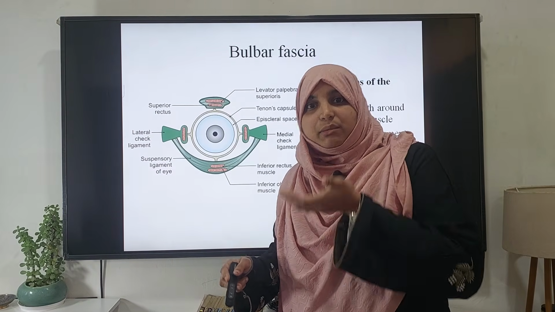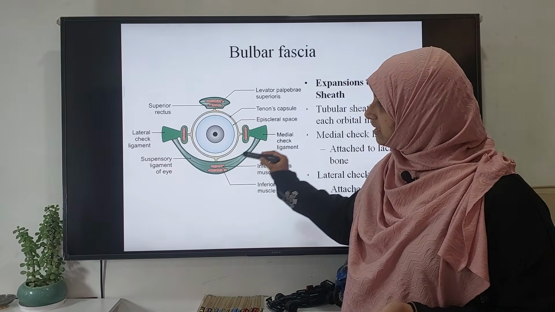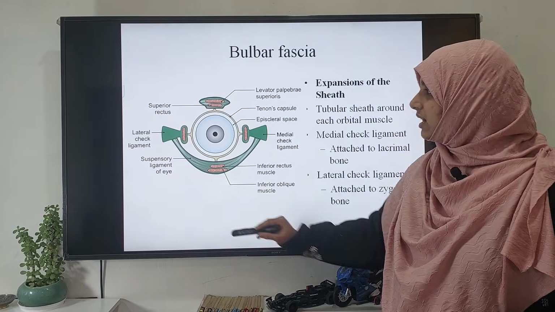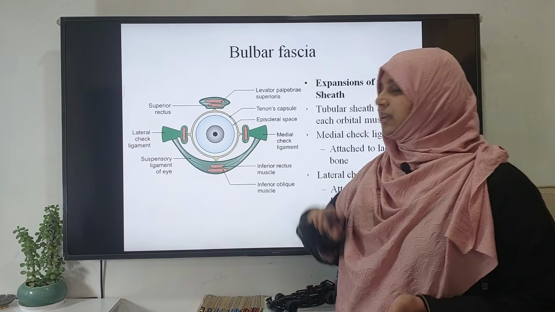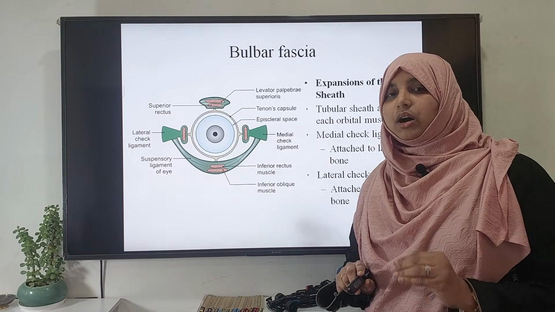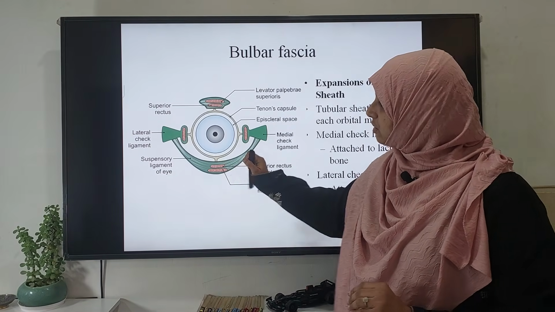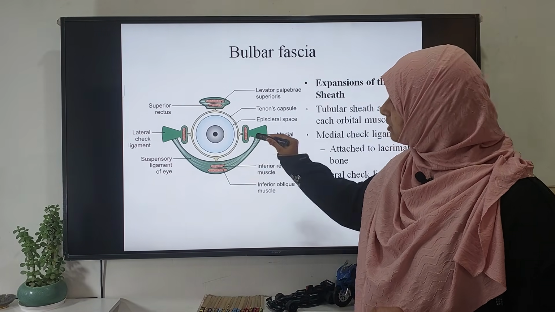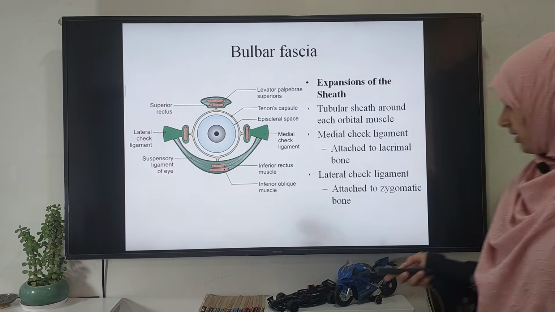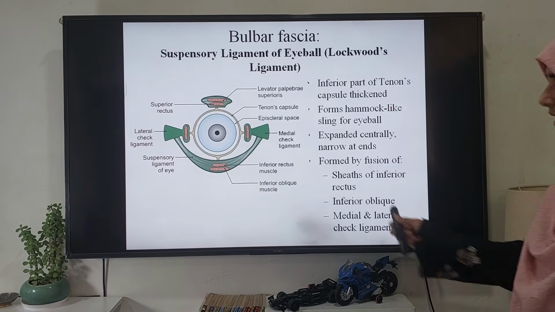So to prevent the orbit from displacing even a little bit, we have a nice sling-like structure that is called the suspensory ligament of the eye. It's also called Lockwood's ligament. What is it? Lockwood's ligament. As you can see, this ligament is widened at the center and narrow at the sides, and it is helping in the suspension of this eyeball.